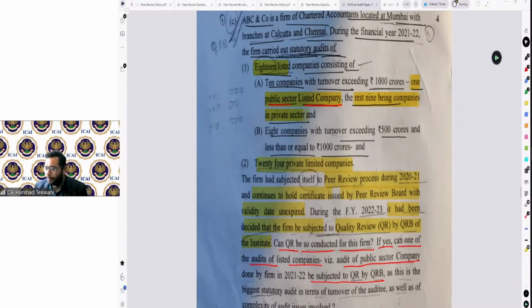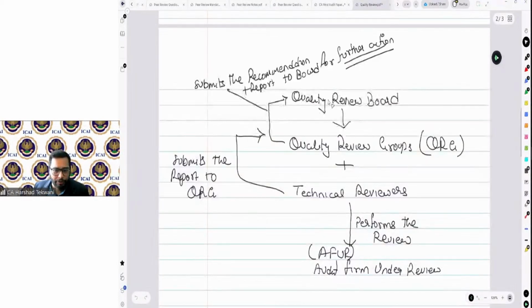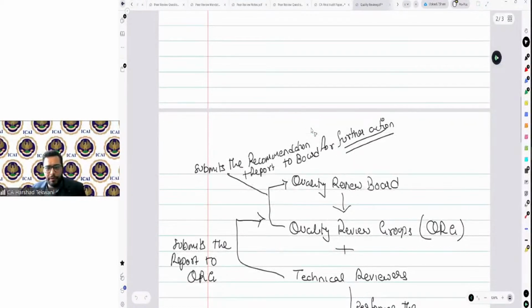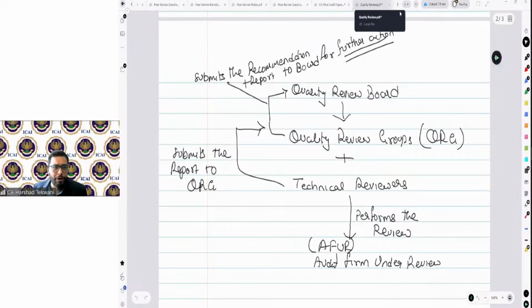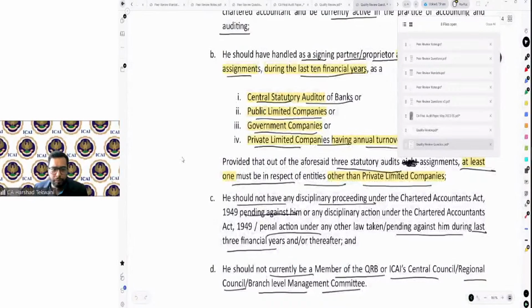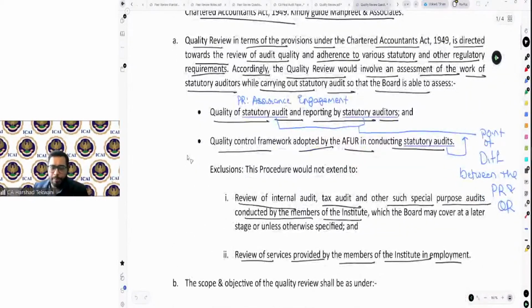Absolutely correct, Kaushiki. That is the answer I was looking for. Okay. Now, to discuss the answer to this question, I'll go back to the quality review. First of all, when we were discussing the quality review, we were discussing the statutory audit and the reporting by the statutory auditor in the coverage.